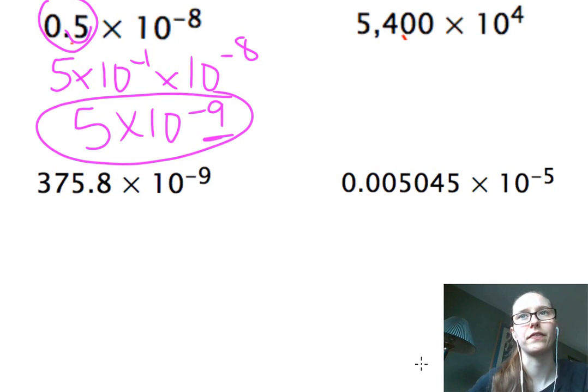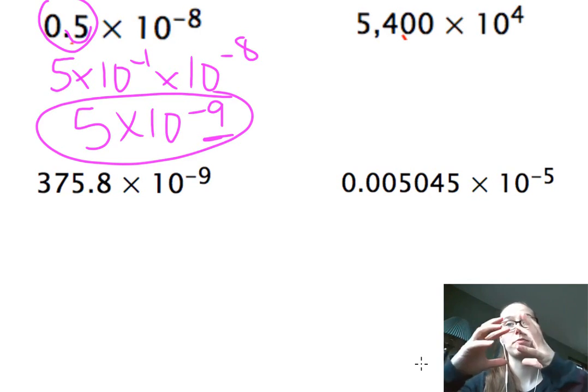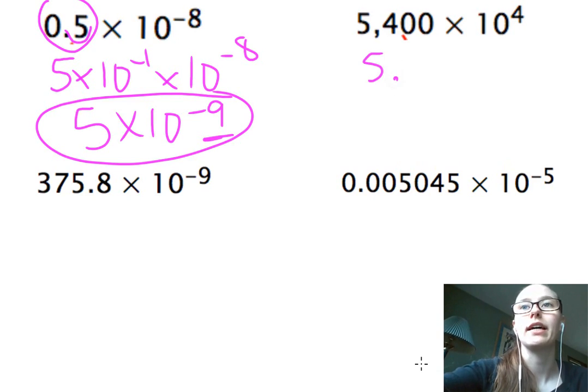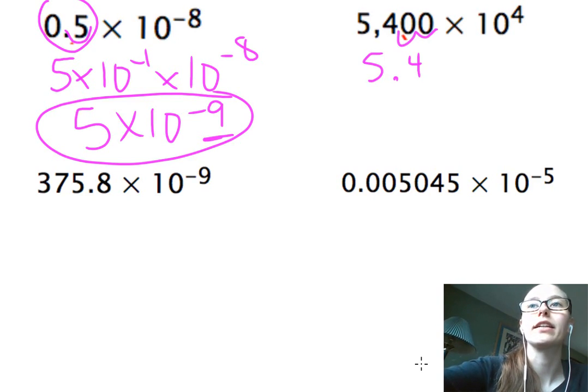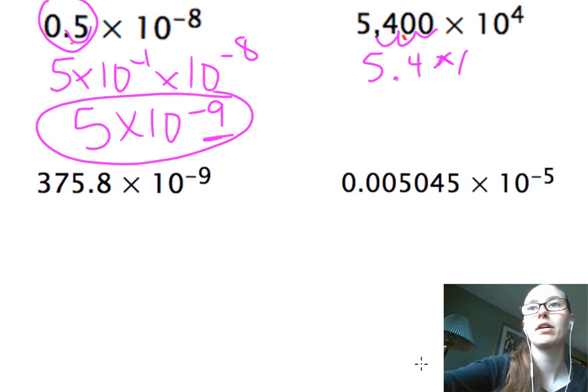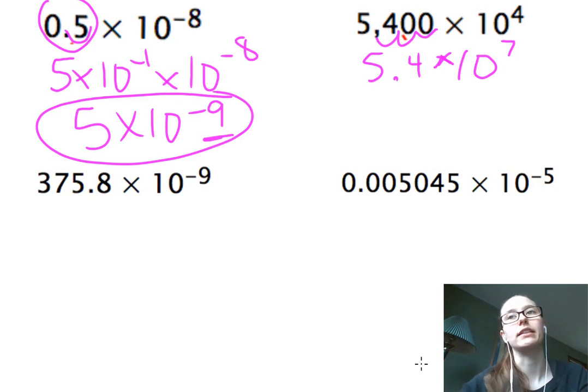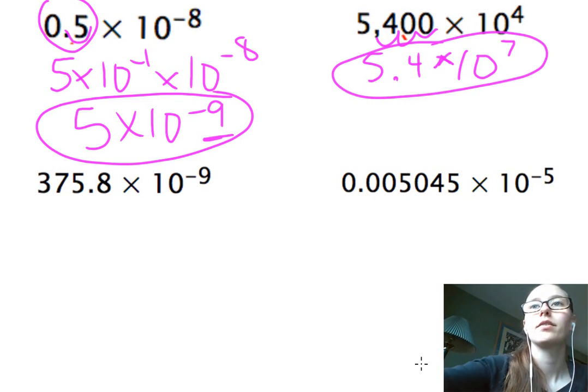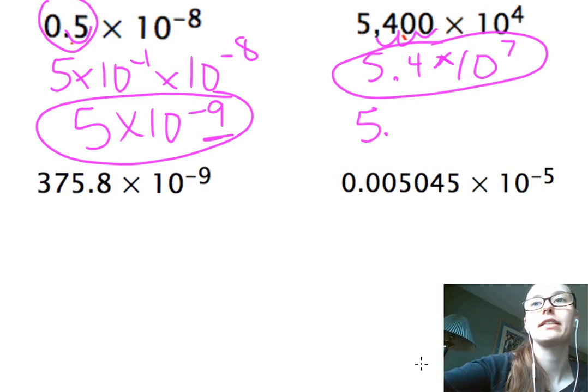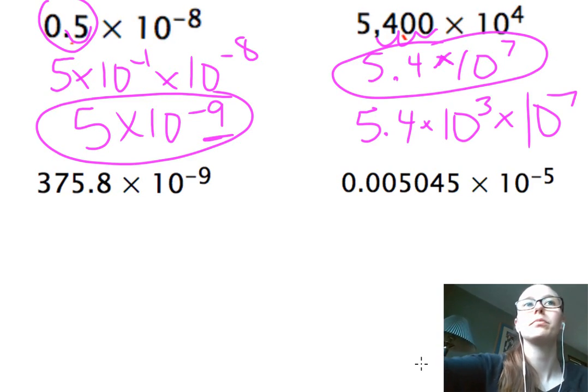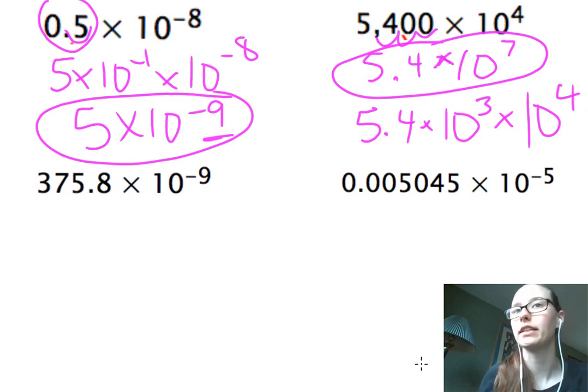So let's practice that way first for the 5,400 times 10 to the 4th. I need to make that mantissa smaller so it's between 1 and 10, so 5.4. And it needs to get 3 decimal places smaller. So to make it smaller, I make the exponent bigger by 3, and I get times 10 to the 7th. You can also write the mantissa in scientific notation form: you get 5.4 times 10 to the 3rd times 10 to the 4th, and I'll still get the same answer, 10 to the 7th.